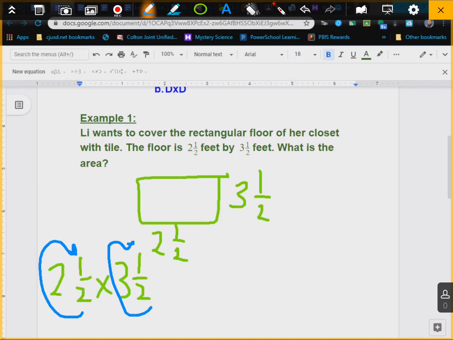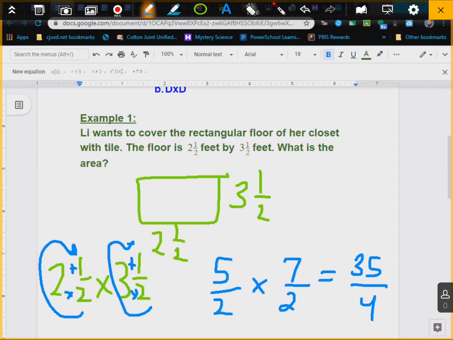Okay? The way that you do that is, I call it the roller coaster method. You multiply the denominator with the whole number, and you add the numerator. And then the denominator stays the same. So in this case, 2 times 2 is 4, plus 1 is 5, 5 over 2, times 3 times 2 is 6, plus 1 is 7, 7 over 2. So 5 over 2 times 7 over 2. Well, I know 2 times 2 is 4. 5 times 7 is 35. 35 over 4 is my answer.